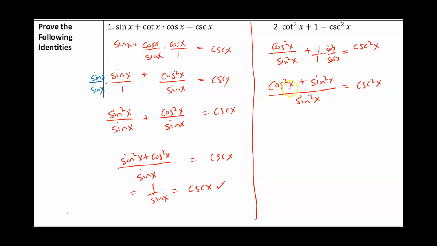Now we know that cosine squared plus sine squared is 1. So I have 1 over sine squared of x. Guess what 1 over sine squared of x is? We know that 1 over sine x is equal to cosecant of x. That's one of our trigonometric identities. So 1 over sine squared of x is going to be cosecant squared of x.